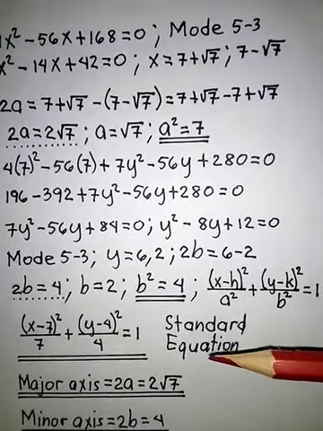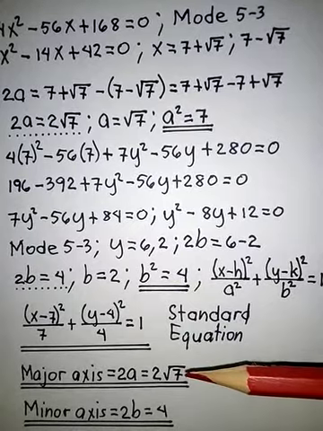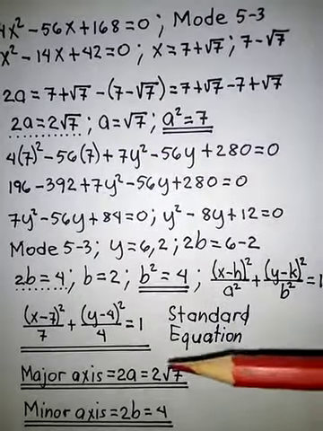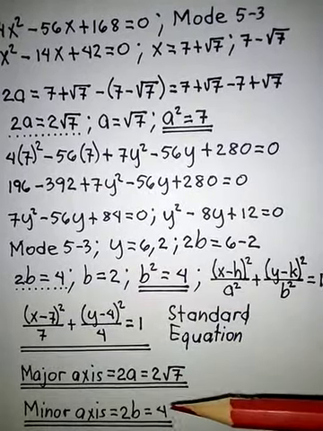So, for the major axis, we have 2a. We have computed this already. 2a is equal to 2 square root of 7. And the minor axis is 2b. Here is equal to 4.